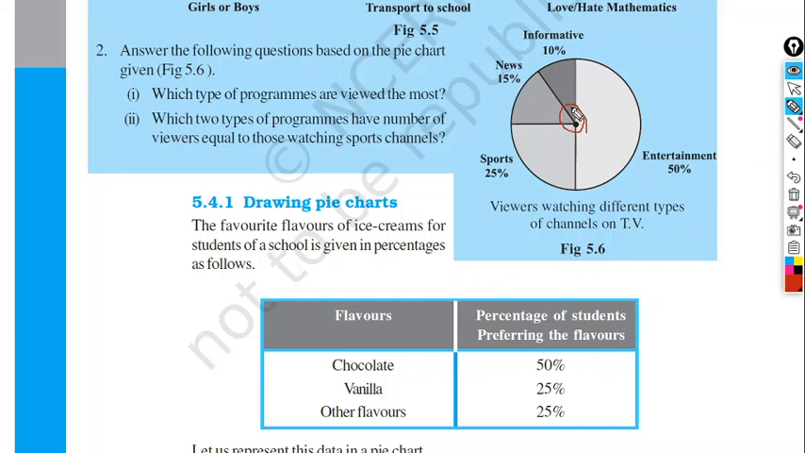That means a complete circle. It is a complete circle, right? So out of this complete angle, which is 360 degrees, you have to distribute the complete angle to different sections, like here entertainment, here information, news, sports, like this. So first of all, we have to find this angle. Otherwise, the pie chart will not be accurate.